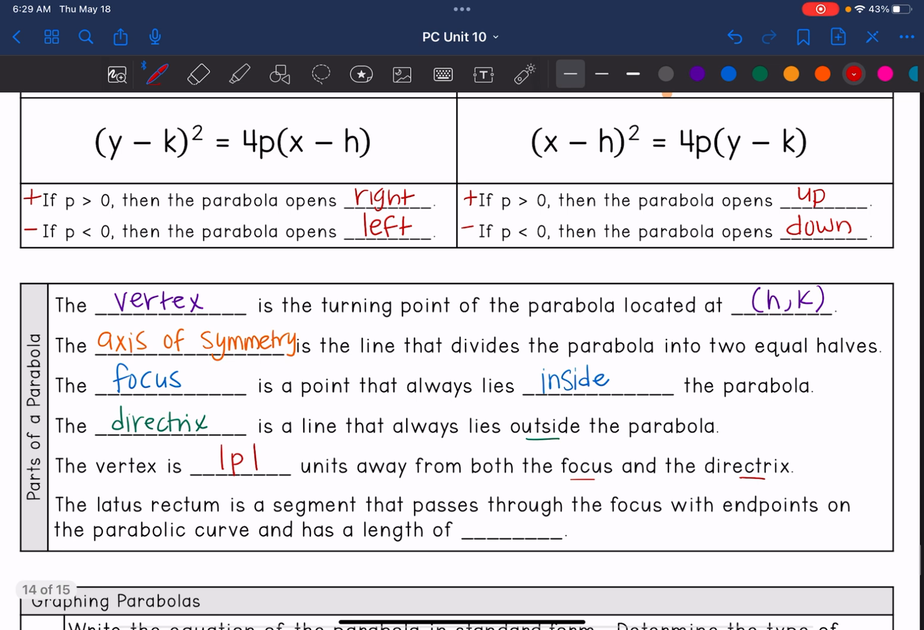Okay, and in the last sentence there's another line called the latus rectum. It's a segment that passes through the focus with endpoints on the parabolic curve, and it has a length of 4p. So again, absolute value of 4p. So what that means is when you look at your equations, both of them have 4p. So whatever number's in front of those parentheses, that is how long that latus rectum has to be.